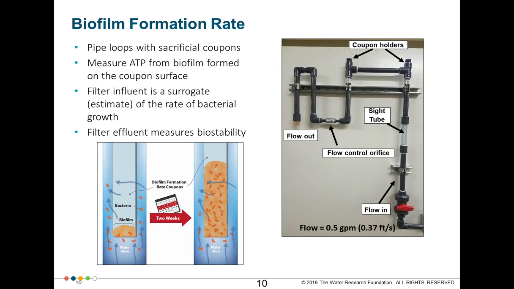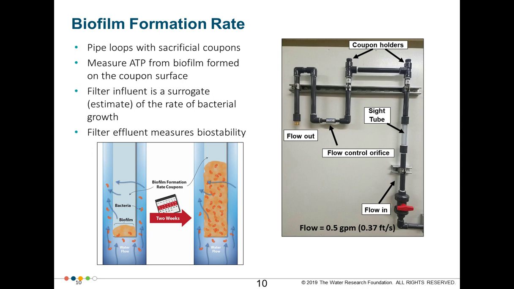So the first tool I'd like to go into detail on is the biofilm formation rate. So this is looking at the growth of biomass on the surface of coupons over a designated period of time. So the way it works is you install coupons into a coupon holder, and these coupons are the same kind of coupons that you would use for corrosion monitoring in a distribution system, except that we used polycarbonate as the material type instead of a metal.